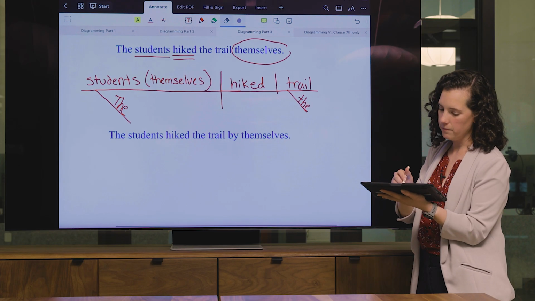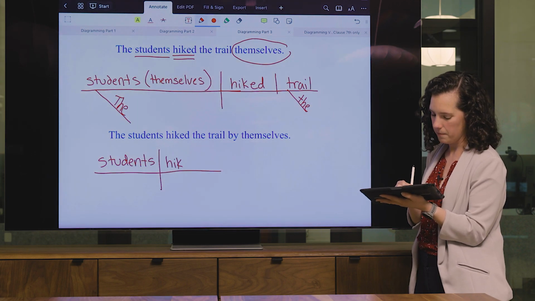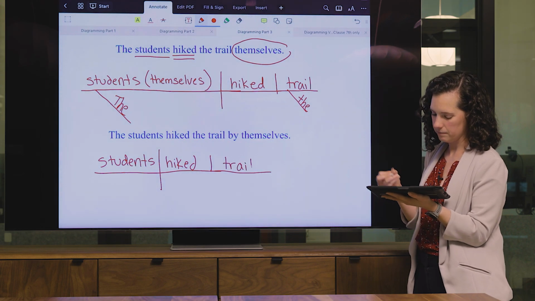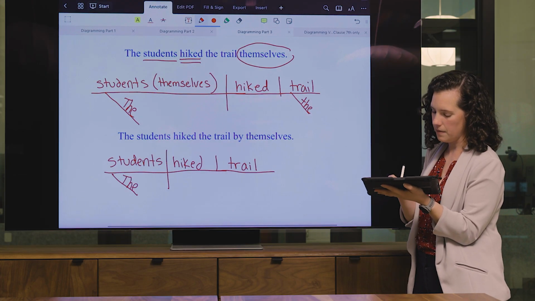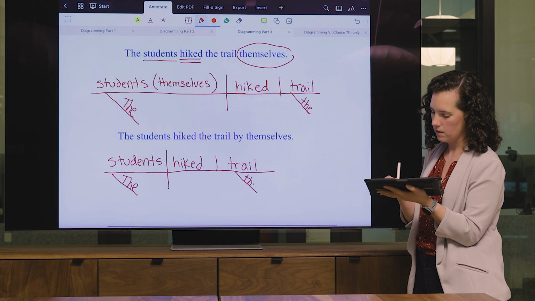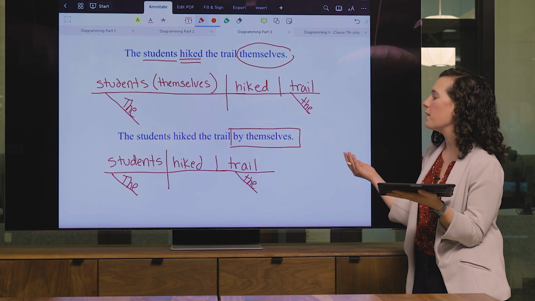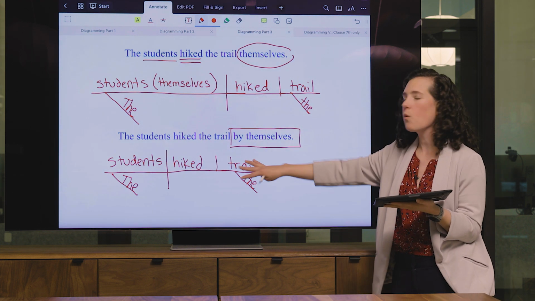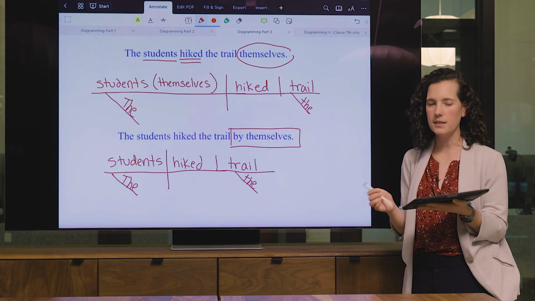So to diagram this one, we again have students hiked, our subject and our verb. They hiked the trail, our direct object. And then we have the describing the students and the describing trail. Now we have by themselves. By themselves tells you how they hiked. We haven't technically learned about prepositional phrases that go under verbs, because those would be called adverb phrases, but I want you to see how it compares to this sentence above.